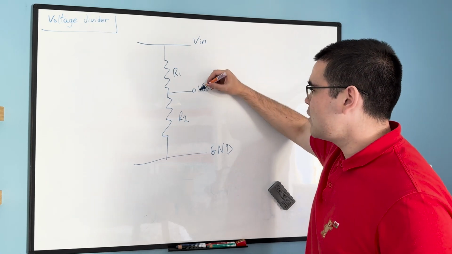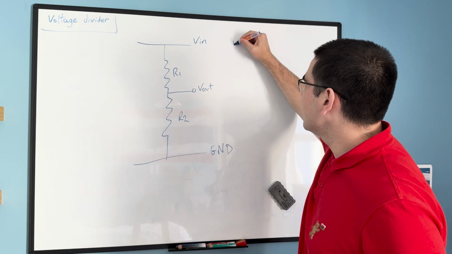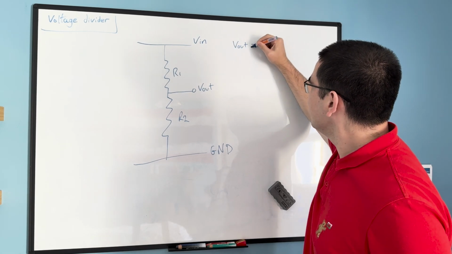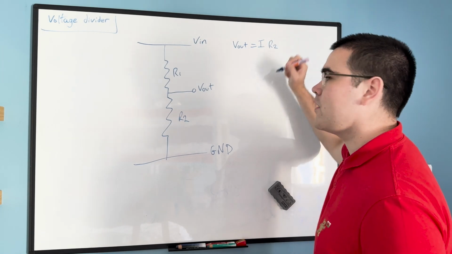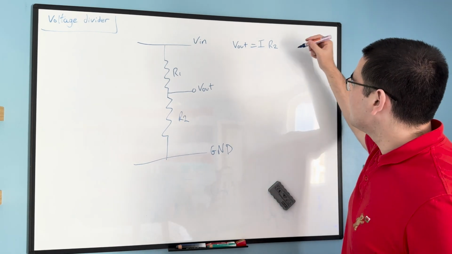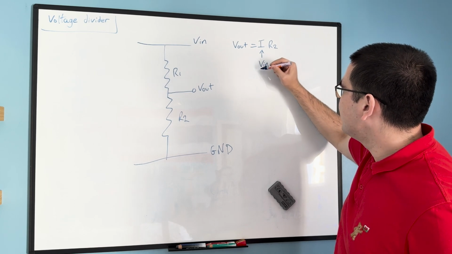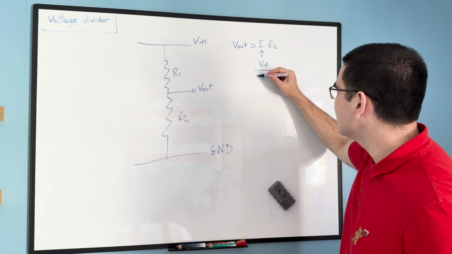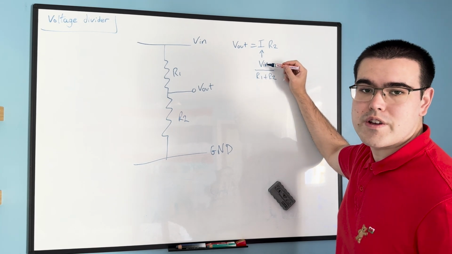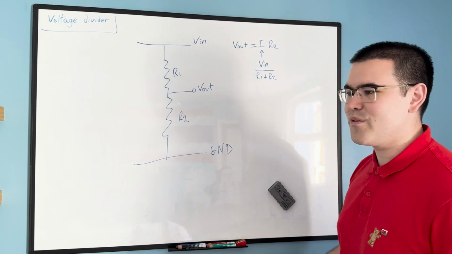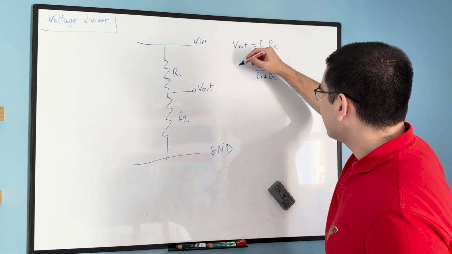So we have an output here, which is the voltage across the second resistor. So we can say that V out equals the total current multiplied by the second resistor, R2, just like that. But we have the total current here, which is also equal to V in divided by the total resistance. Because the total voltage divided by the total resistance will therefore give us the total current. And that's what we need. So we can write it again like this.